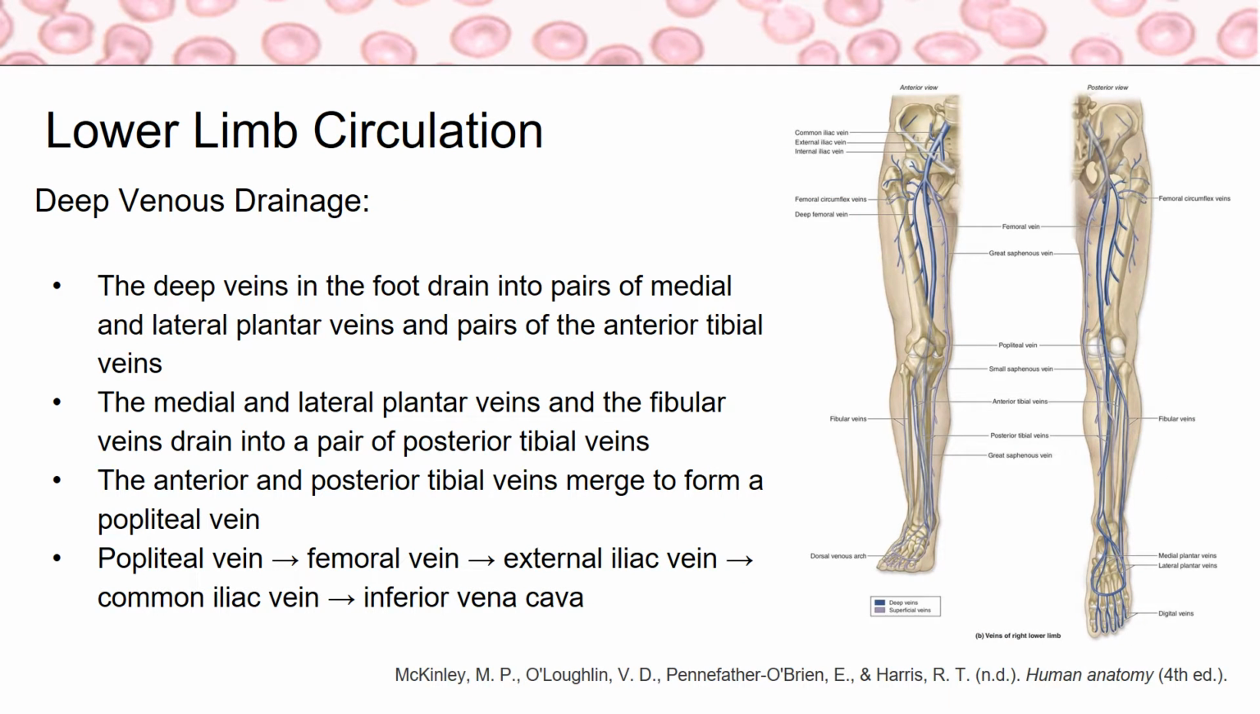For deep venous drainage, the deep veins in the foot drain into pairs of medial and lateral plantar veins and pairs of the anterior tibial veins. The medial and lateral plantar veins and the fibular veins drain into a pair of posterior tibial veins, and then these anterior and posterior tibial veins merge to form a popliteal vein.